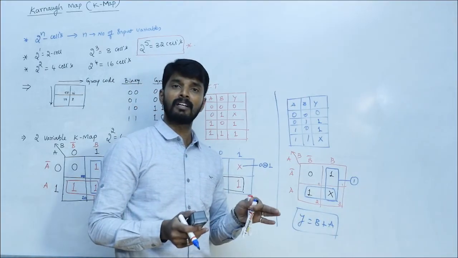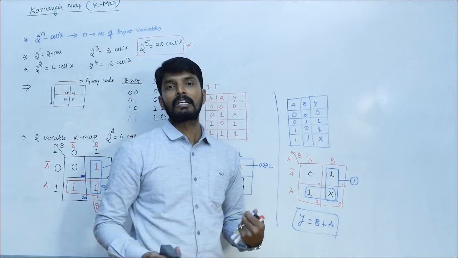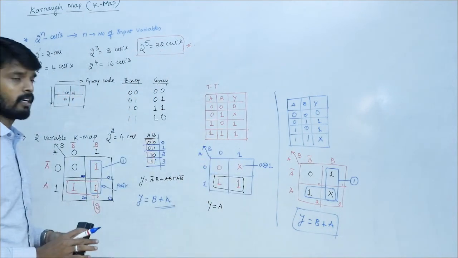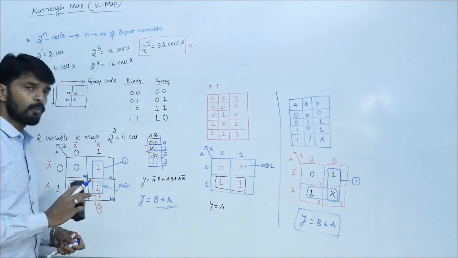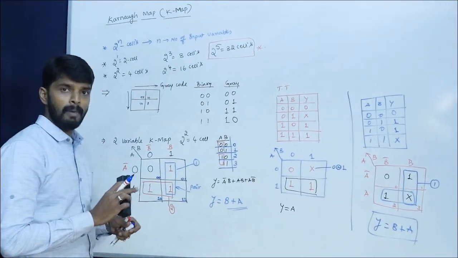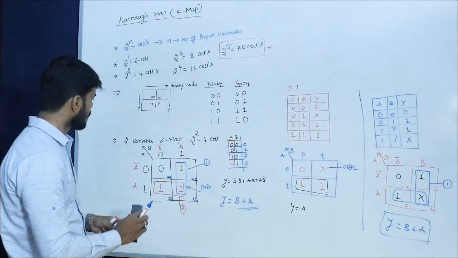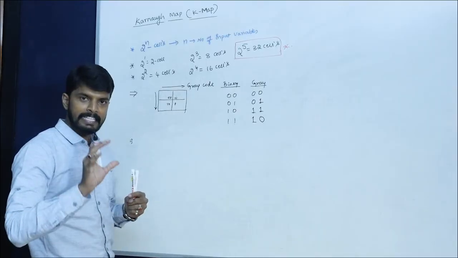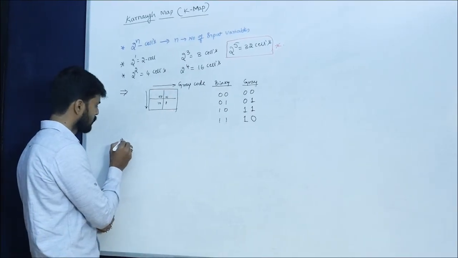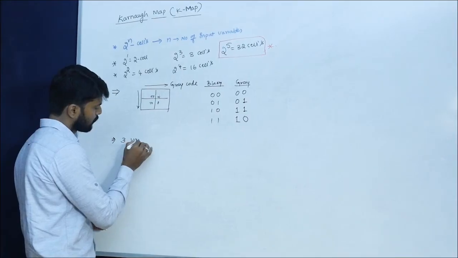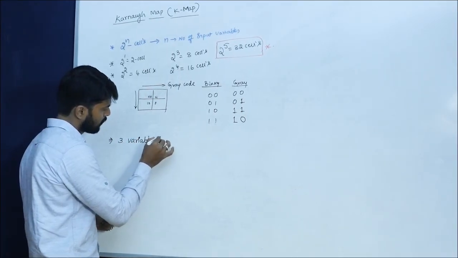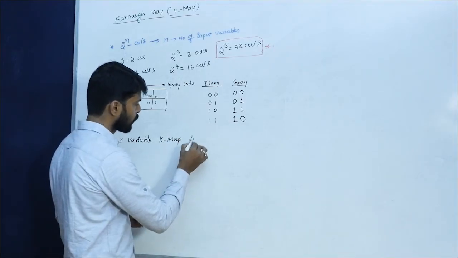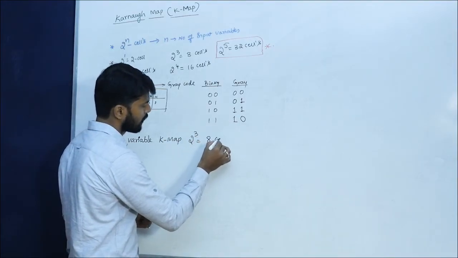As the number of variables increases, we all know that the propagation delay of the design keeps on increasing. This is the general introduction of the two variable K-map, its mapping and grouping. Now we will see the three variable K-map and its grouping. In this three variable K-map, 2 to the power of 3, that is 8 cells, are required.